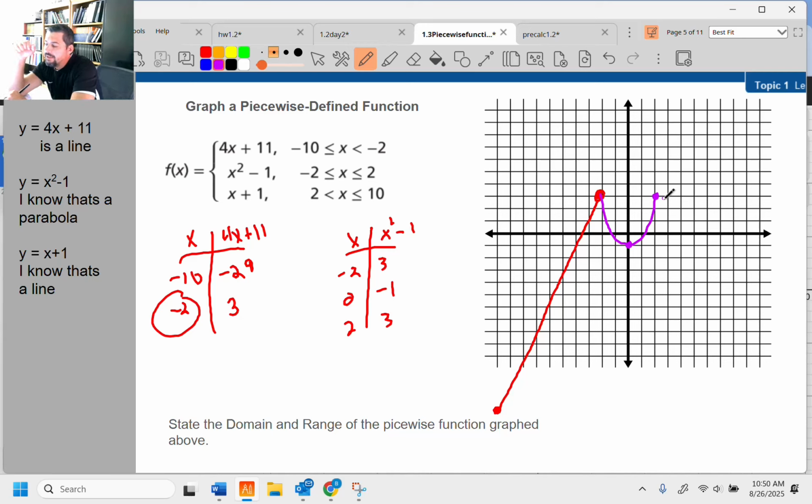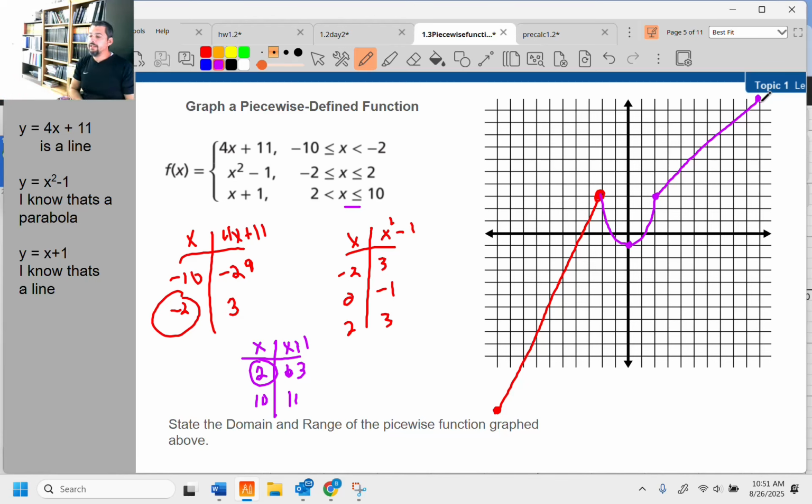The last part is x plus 1, which is a line. I know it's a line. I'm going to feed it a 2 and a 10. If I feed it a 2, 2 plus 1 is 3. Now it would be an open hole for it, but the parabola closed it. If I feed it a 10, 10 plus 1 is 11. 11 should be up there. We have equality, it's closed.